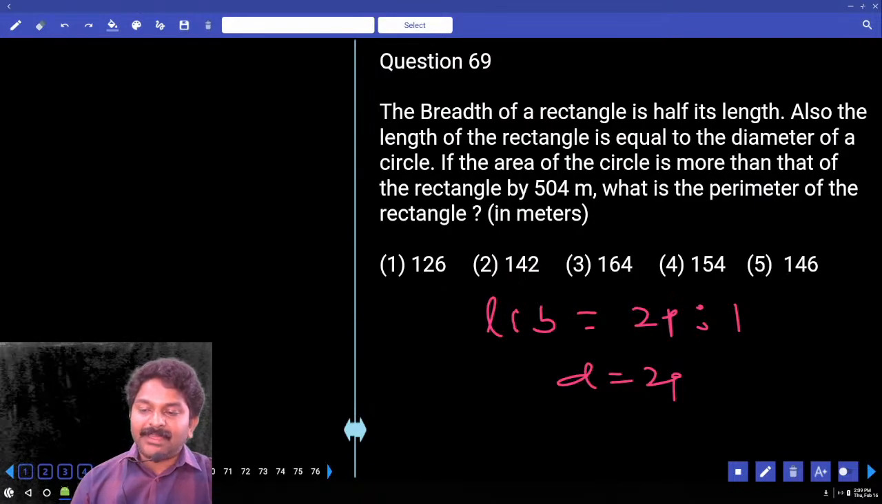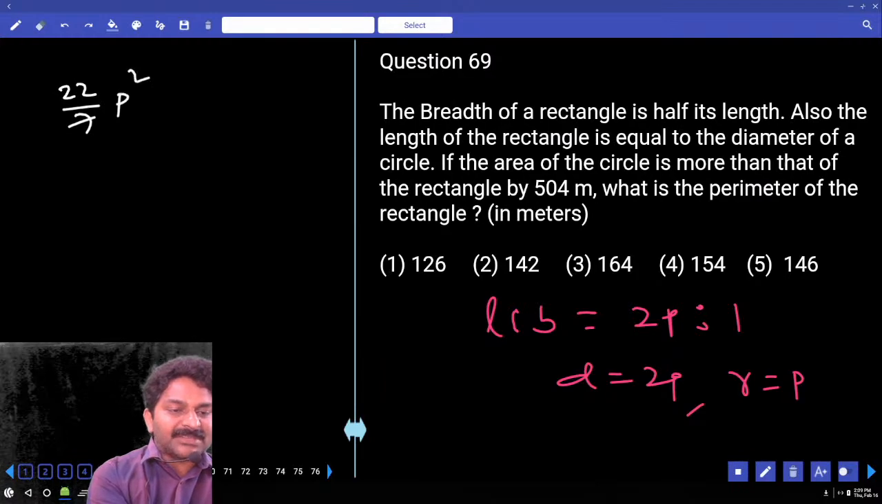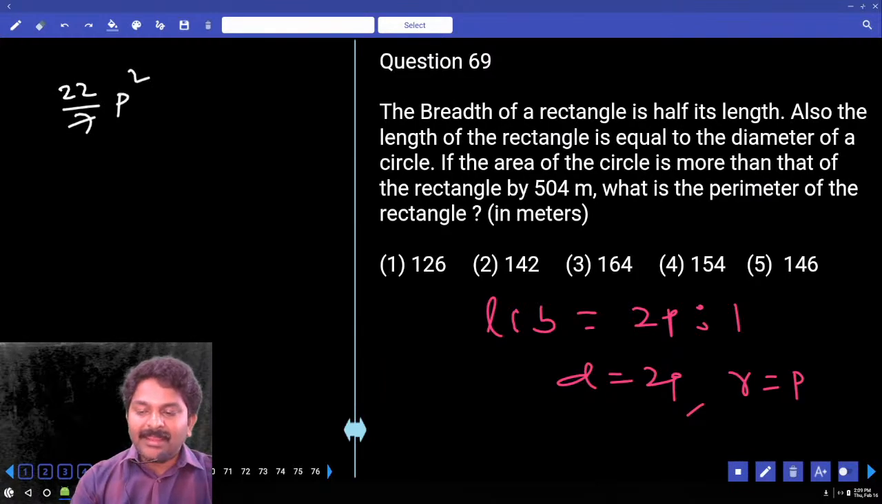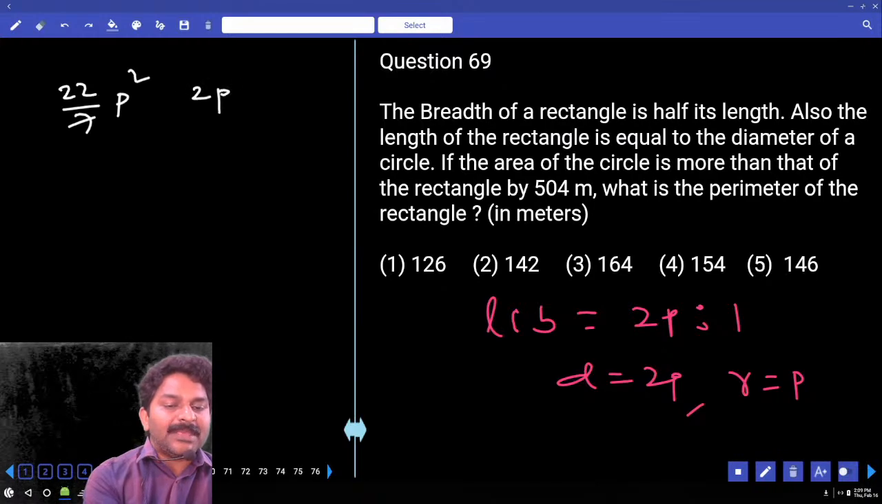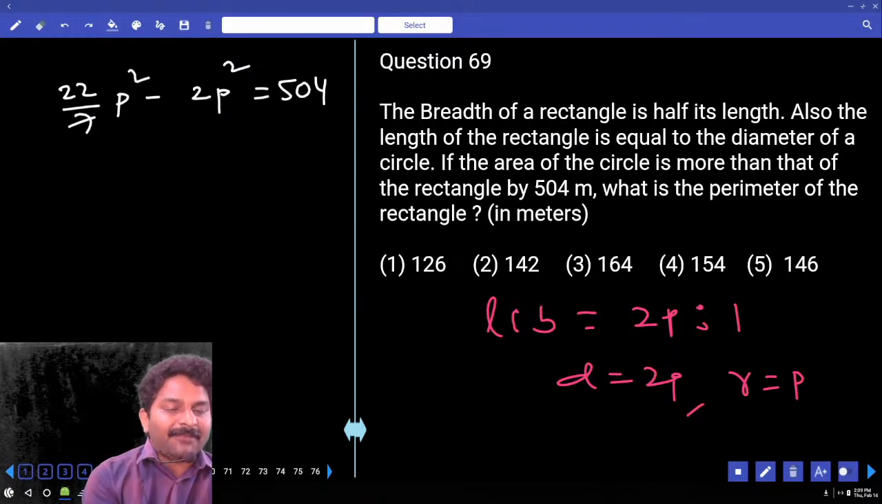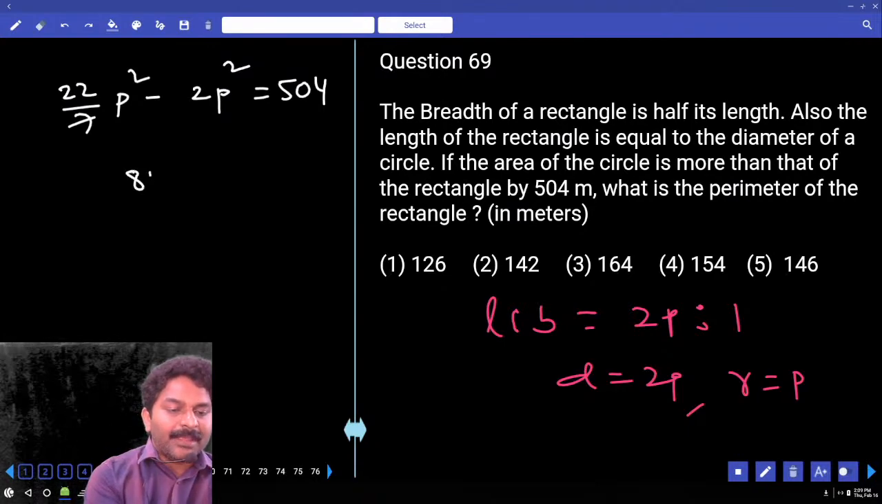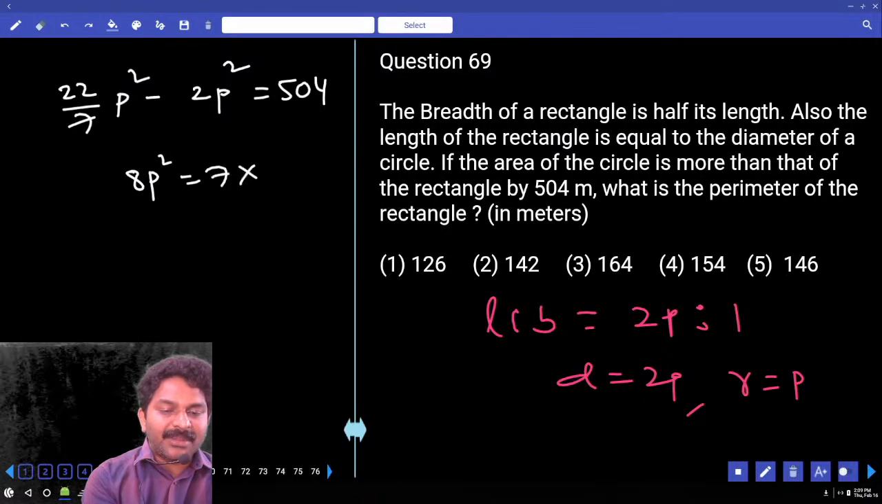So now area of the circle. If the diameter is 2 parts, radius is 1 part. Area of the circle, pi r square, 22 by 7 p square. And then area of the rectangle, 2p square. Difference mentioned as 504. Take 7 common in left hand side denominator, 22 minus 14, which is equal to 8p square. That becomes 7 into 504. 8, 6 times, and then 3 times.